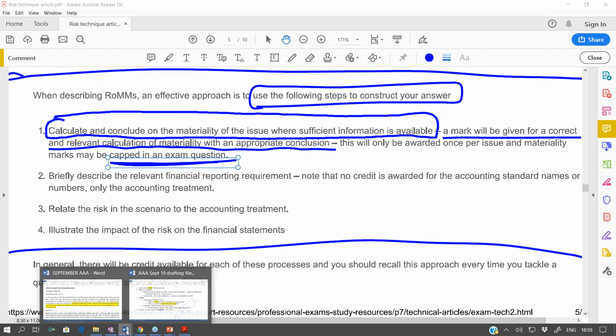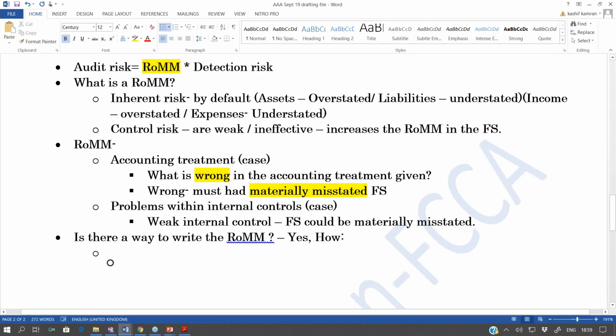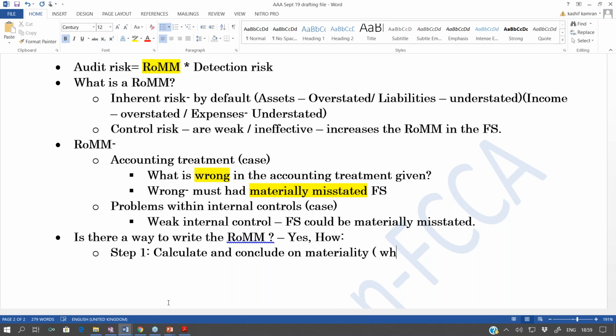So what's the first thing we're doing when we're writing a question on risk of material misstatement? Step 1: calculate and conclude on materiality, bracket where possible, and we're getting 1 mark per materiality to a maximum of 4. Is that first step clear to everyone? Can we get more than 4 marks on materiality? We cannot, right?